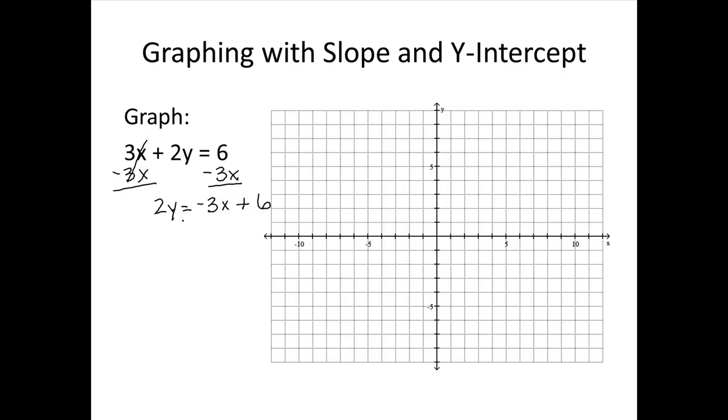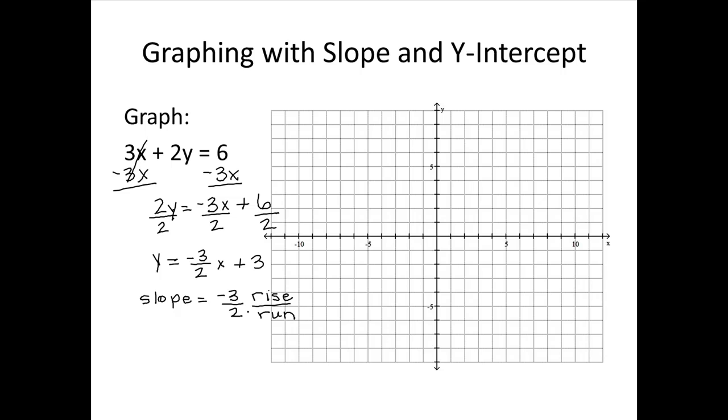Now we're going to divide everything by 2, and remember you have to divide all the terms. So we get y is equal to negative 3 over 2, my coefficient of x, plus 6 divided by 2 is 3. So remember, y equals mx plus b. M is the slope, so my slope is negative 3 over 2, and that's rise over run.